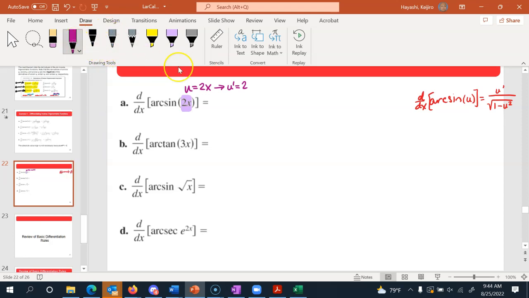So u prime is 2. That goes on top. Then you have a fraction bar, square root, 1 minus 2x, because that's our u, squared. And if you wanted, you could simplify this to 1 minus 4x squared. That's 2x times 2x, which is 4x squared.